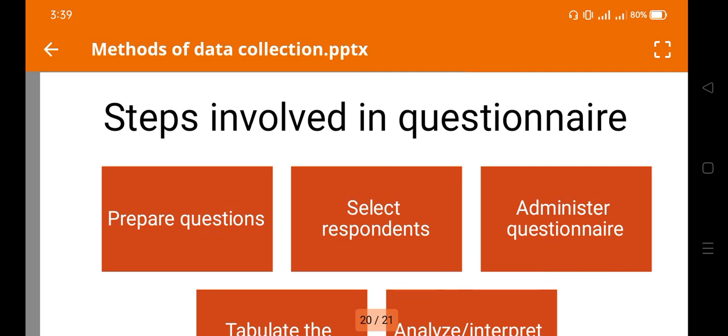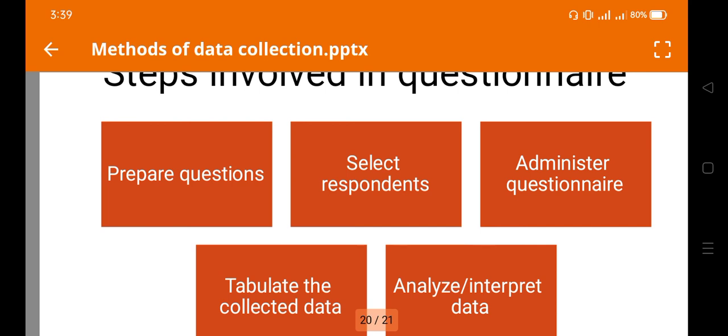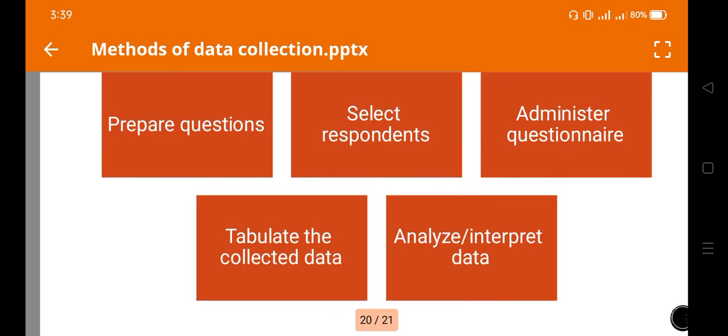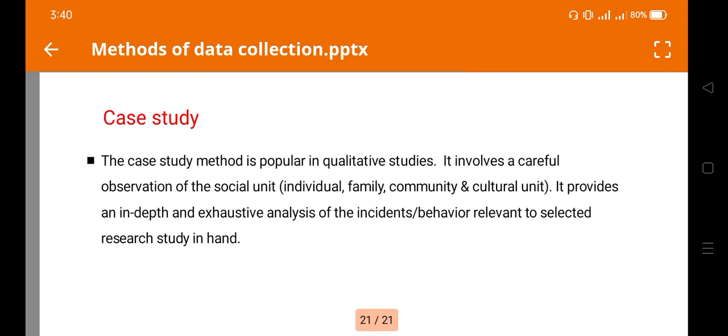And further steps involved in questionnaires: you have to prepare questions, select the respondent, administer the questionnaire, analyze or interpret data, and tabulate the collected data. And lastly, case studies. So the case study method is popular in qualitative studies, and it involves a careful observation of social units. This may be individual, family, community, and it provides in-depth and exhaustive analysis of the incidents, behaviors which are relevant to the selected research in hand.